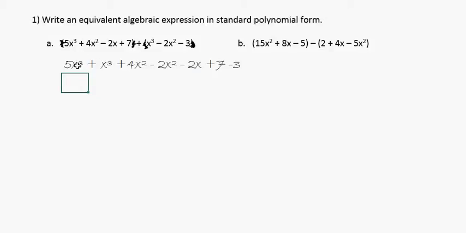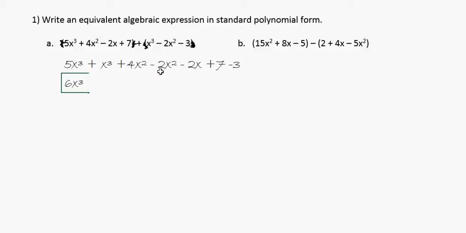Now that I've rewritten it in a different order, I can see what I need to add. I have 5x cubed. I add another x cubed. I have a total of 6x cubed. So 6x to the third power. So I've added these two terms. The next thing I will do is add the two x squared terms. X to the second power, x to the second power.